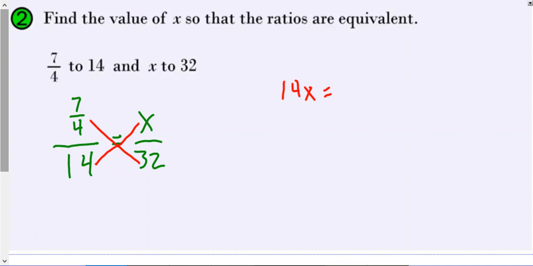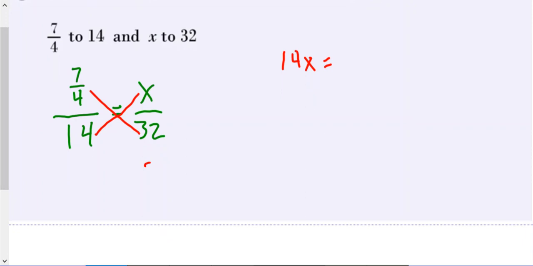So remember, when we're multiplying fractions, we'll go 32 over 1 times 7/4. Now we can cross cancel here by dividing by 4. So 4 divided by 4 will leave 1. 32 divided by 4 will leave 8. And now we can multiply straight across. 8 times 7 is 56. And 1 times 1 is 1. So we have 14x equals 56.